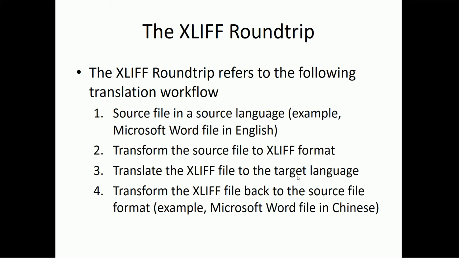We call this the XLIFF round trip. The XLIFF round trip refers to the following translation workflow. Step one, a source file is in a single language. Example, let's say a Microsoft Word file in English. Step two, we transform the source file into the XLIFF format. Step three, we translate the XLIFF file into the target language. Step four, we transform the XLIFF back into the source file format. For example, if we translated the XLIFF into Chinese, then in our example, the XLIFF would be transformed into a Microsoft Word file in Chinese.